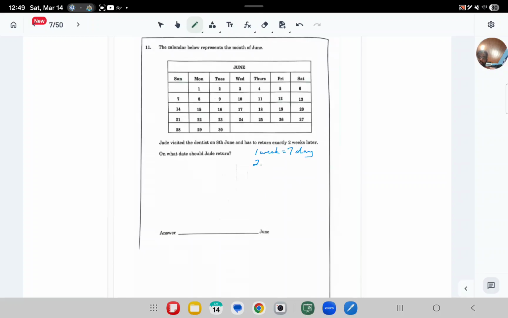Alright, so 2 weeks would be the 7 multiplied by 2, which is 14 days. If they went on the 8, 14 days after would be the 8 plus the 14, which is equal to 22. So it should be the 22nd of June.